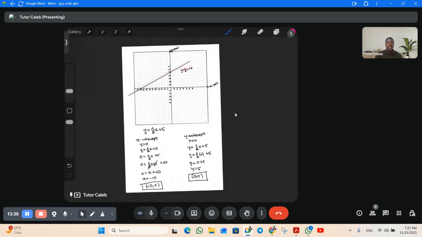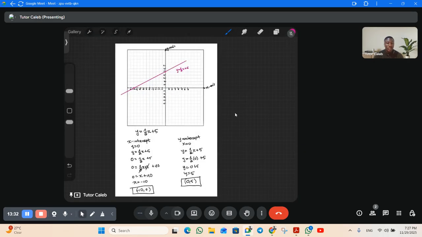And we have plotted the graph of half x plus 5. Remember, the steps: find the x-intercept, find the y-intercept. Once you get both intercepts, you plot the point of the x-intercept and plot the point of the y-intercept. Then you use a ruler to link the 2 points and you get the graph of the straight line.